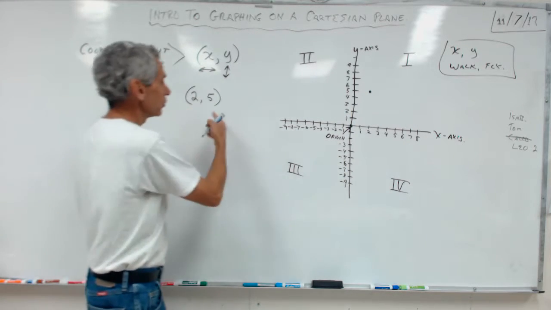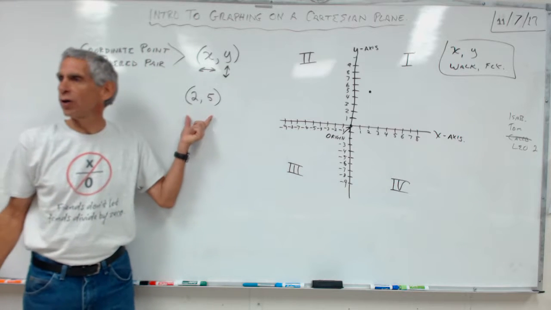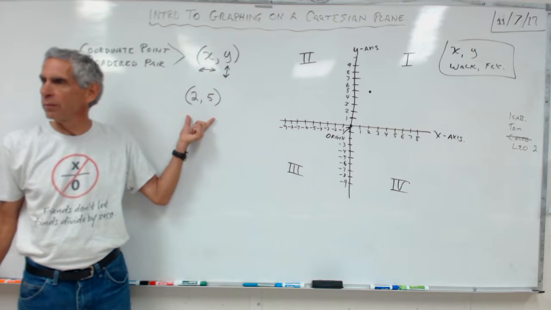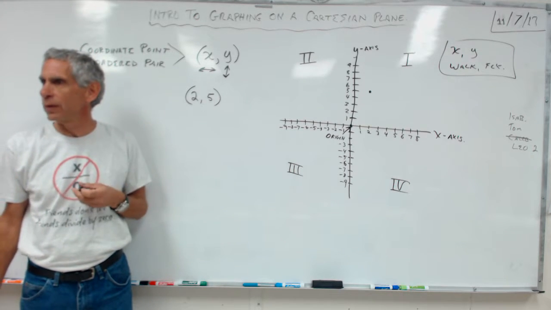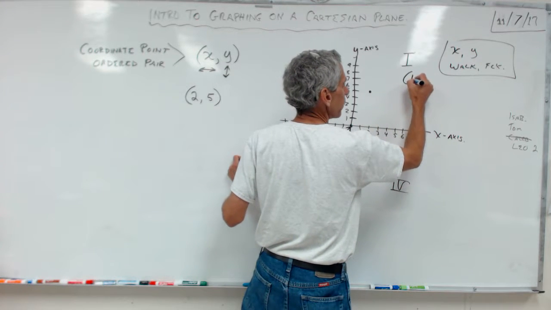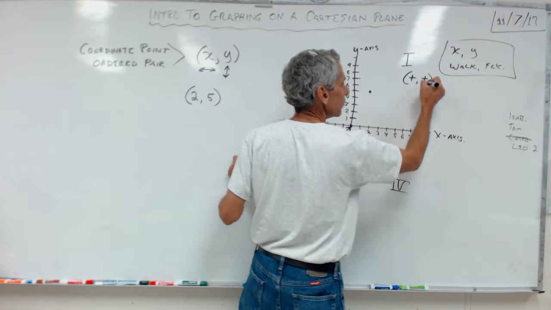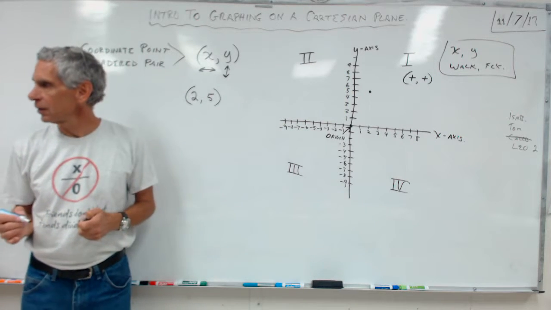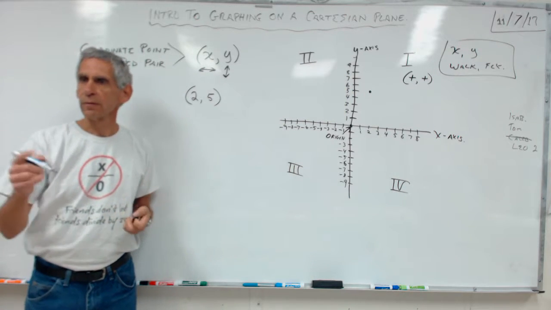So what is quadrant 1 in terms of signs? What would x and y both be? Positive, positive. So I know quadrant 1 is always positive, comma, positive. Does that make sense? You guys see what I'm saying? Yes.